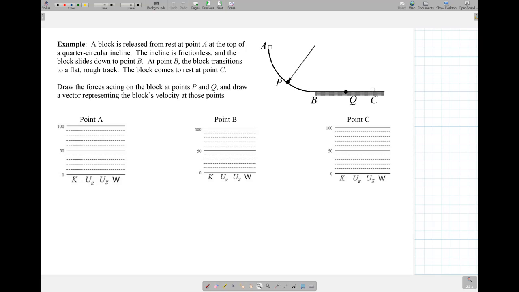Here we have a block released from rest at point A at the top of a quarter circular incline. The incline is frictionless and the block slides down to point B. At point B, the block transitions to a flat, rough track. The block eventually comes to rest at point C. Draw the forces acting on the block at point P and Q.